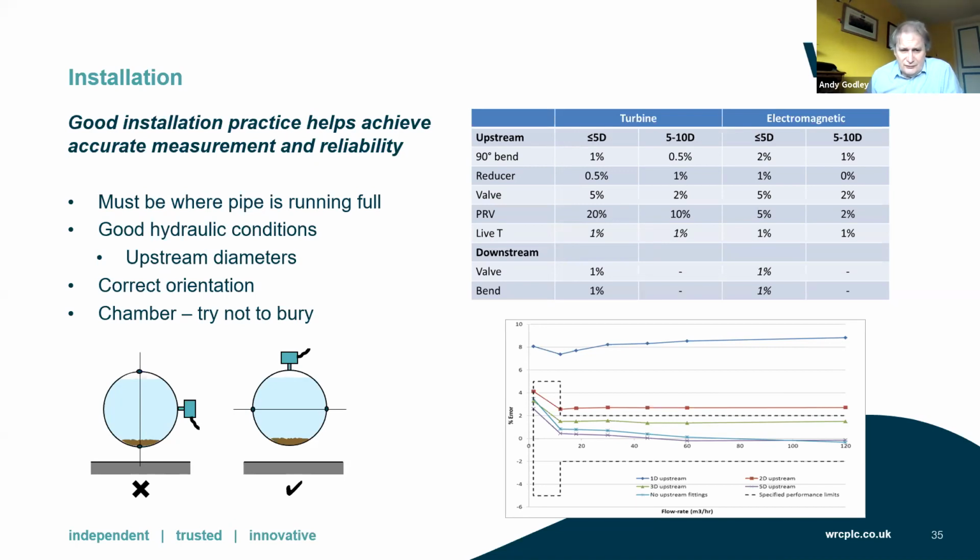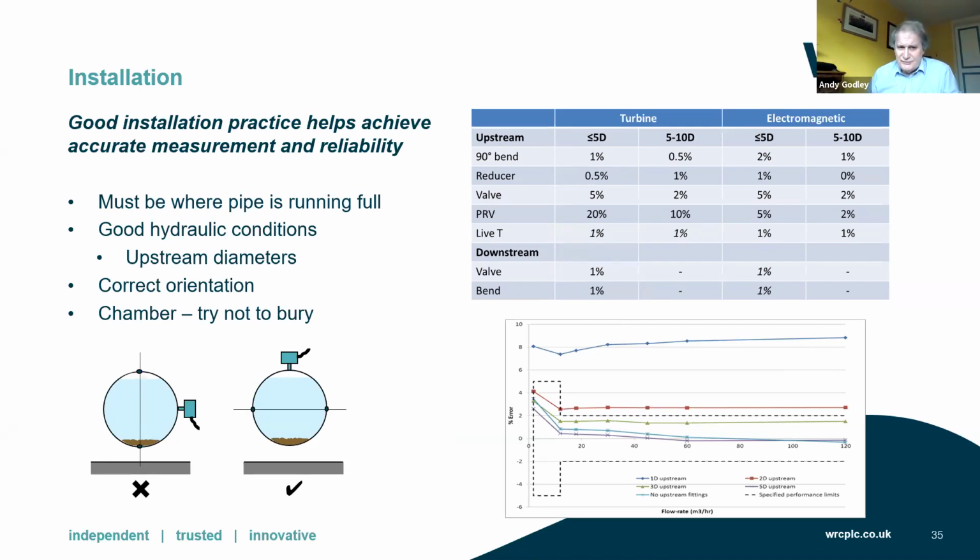Hydraulic conditions are something that's much debated. You need a good, well-conditioned flow on the entry to the meter, which means putting in upstream diameters. So the meter, there's a distance between any sort of upstream disturbance, whether that's a bend or a reducer or a valve or whatever, for the flow to develop into what's called a good, fully formed, fully developed hydraulic profile at the entrance to the meter.